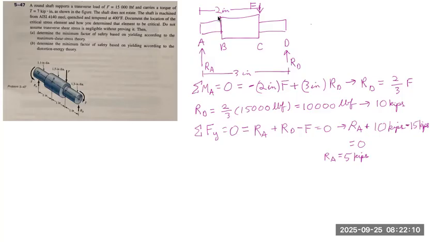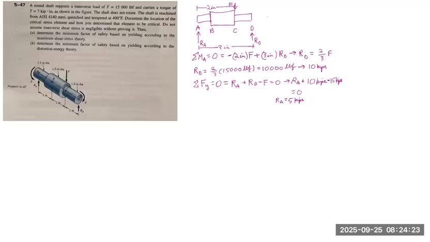So let's now draw our shear diagrams and bending moment diagrams. So now we will draw the shear diagram and bending moment diagrams. The shear diagram is V(x) against the position. So we will have to graph our position of the shaft on this diagram over here. We start at A, then we move to B, then we move to C, then move to D.